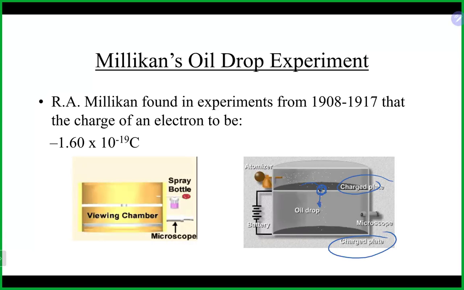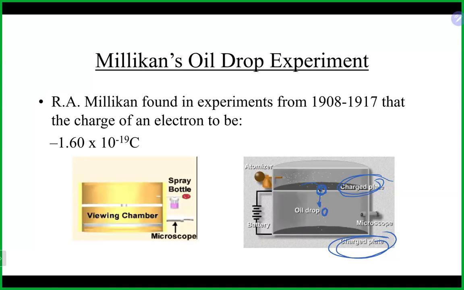The oil droplet would obviously start to fall based on gravity. And as it did, it would pick up a charge. What Millikan was able to do in his experiments was adjust the electrical field in such a way that the oil droplet just kind of hung there. So it didn't fall, it didn't go up or down.